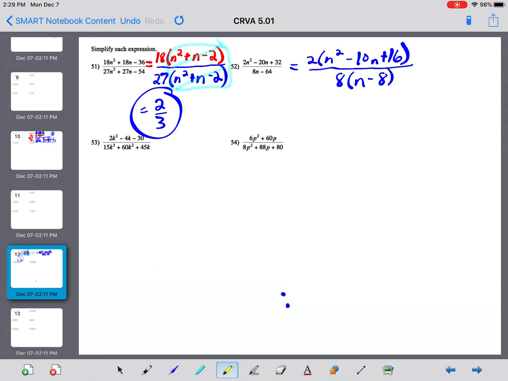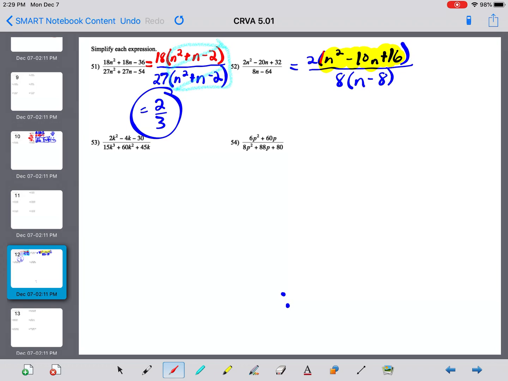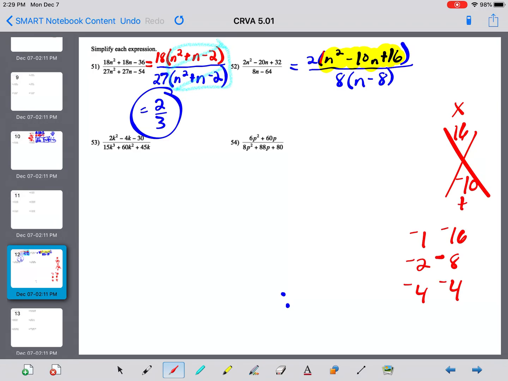This top part, I can still factor, even though I already factored out a GCF. But now, I'm factoring a trinomial with a leading coefficient of 1. So I'm looking for ways to multiply to 16 and add to negative 10. So let's see here. Either both numbers have to be positive or both numbers need to be negative because we're multiplying to a positive and a negative times a negative is a positive. So because we're adding then to a negative 10, both have to be negative. It's negative 2 and negative 8.